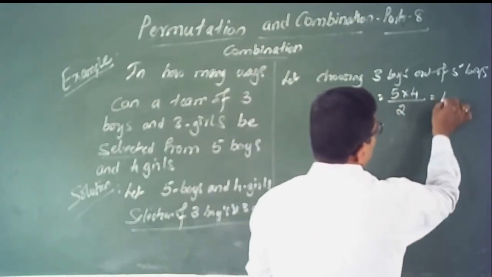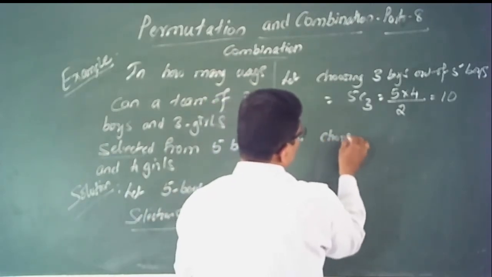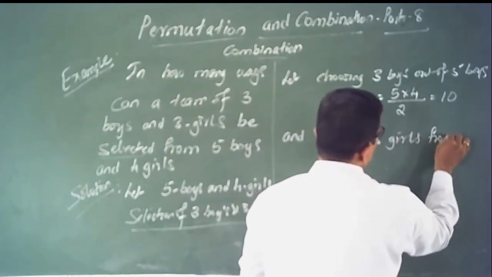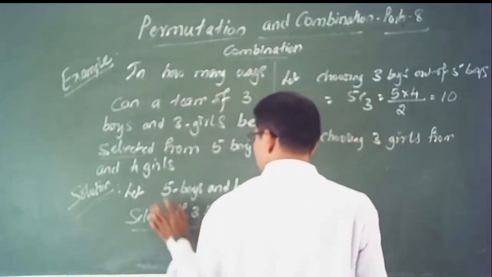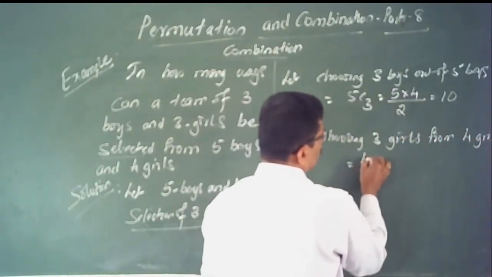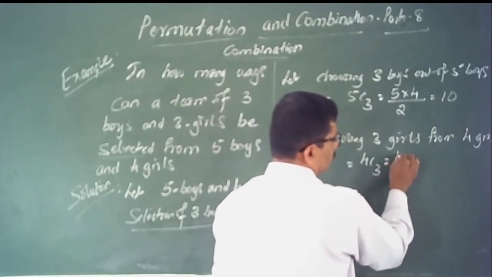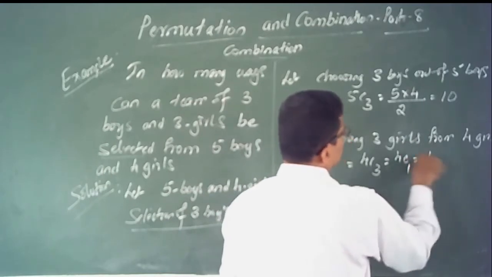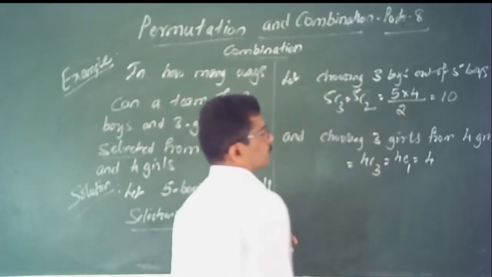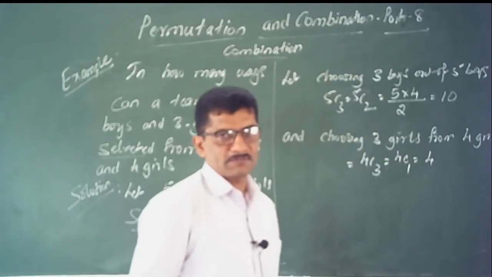You get its value is equal to 10. And choosing 3 girls from just 4 girls is exactly equal to 4C3. 4C3 is exactly equal to 4C1. Its value is equal to 4. So 5C3 is 10 and 4C3 is 4.